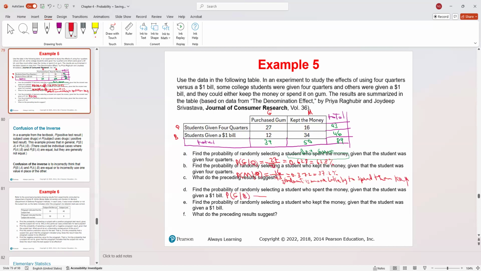So we know we're going to divide by the total for $1 bill because that's the one given. That means 46. And what is the intersection between spending and $1 bill again? Yes, it's 12. Of course, you can simplify by 2 because that would give you 6 over 23 if you want to leave it in fractions, or you can convert to decimal, 0.261 or 26.1%.